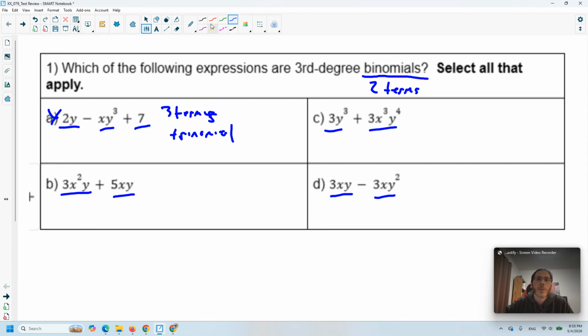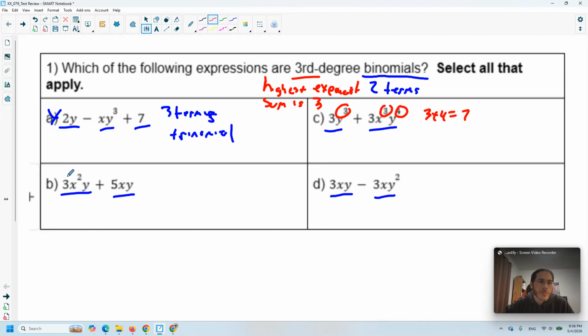All right, so then we also have to find out which one is a third degree. So for third degree, that means the highest exponent sum is 3. So if I look at my exponent sums, I don't need to check this one because that one's already out. Here I've got 3, but here I've got a 3 and a 4. And 3 plus 4 is 7. So that's not third degree, that's seventh degree.